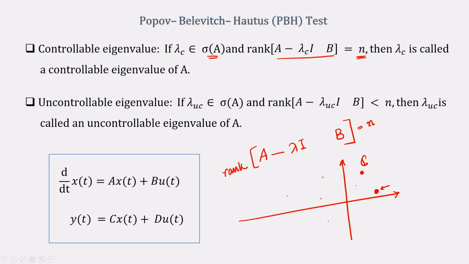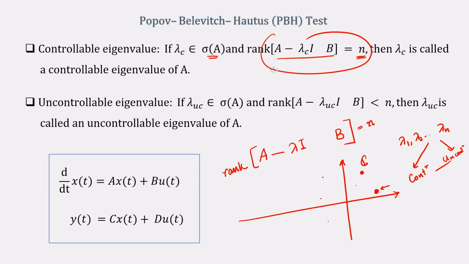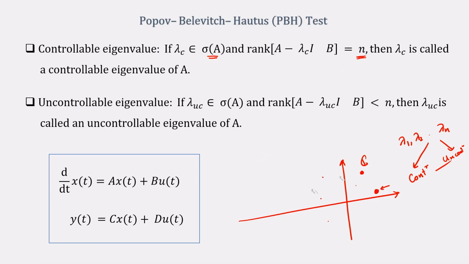Only important points are the points where lambda is an eigenvalue of A. So, A will have n eigenvalues, lambda 1, lambda 2 to lambda n. What we are saying is that for those lambdas for which the rank of this matrix comes out to be n, we will call them controllable eigenvalues, and the ones for which it is not, we will call them uncontrollable eigenvalues. Okay. So, this is the difference between a controllable eigenvalue and an uncontrollable eigenvalue.